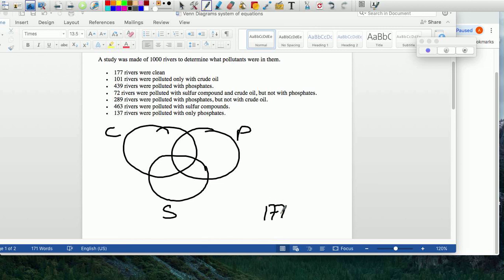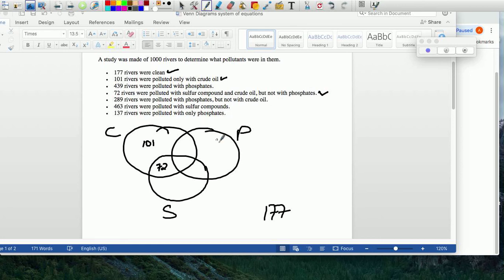177 rivers are clean. So that's outside our universe. I'm not going to put the rectangle only because I'm going to run out of room. Let's fill in what we can. So that's gone. 101 rivers were polluted with only crude oil. That means that goes over here. 72 were polluted with sulfur and crude oil, but no phosphates. So that has to be right here, 72. Right? 72 rivers are polluted with two pollutants. So that makes sense. So that's gone.